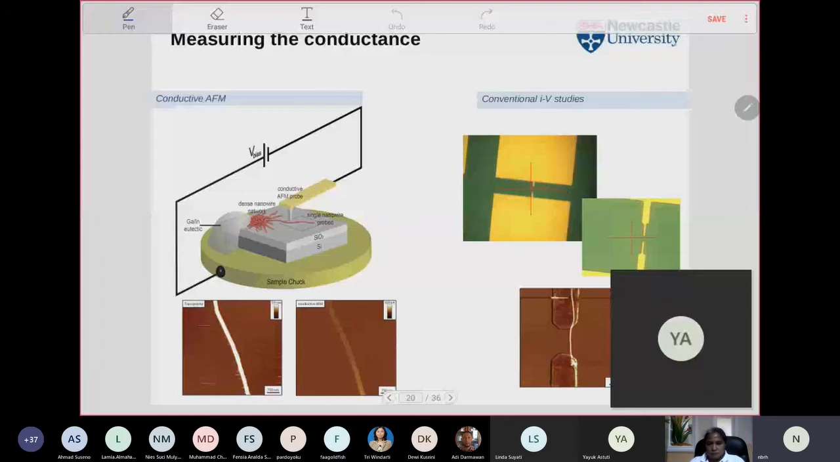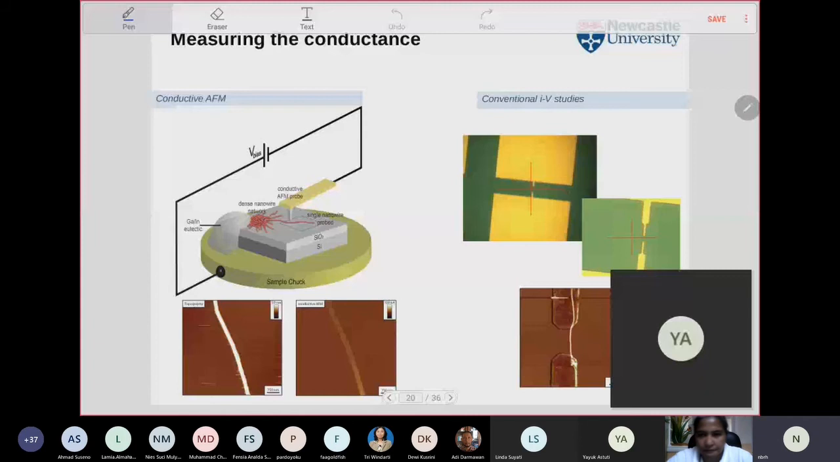So on the right-hand side, we make very small electrodes, with the gap between them a few micrometers in size. So what you see is an optical image of gold on silicon dioxide electrodes that look like two fingers, and these we use to make contact to either end of one of these nanowires and study them by conventional methods.